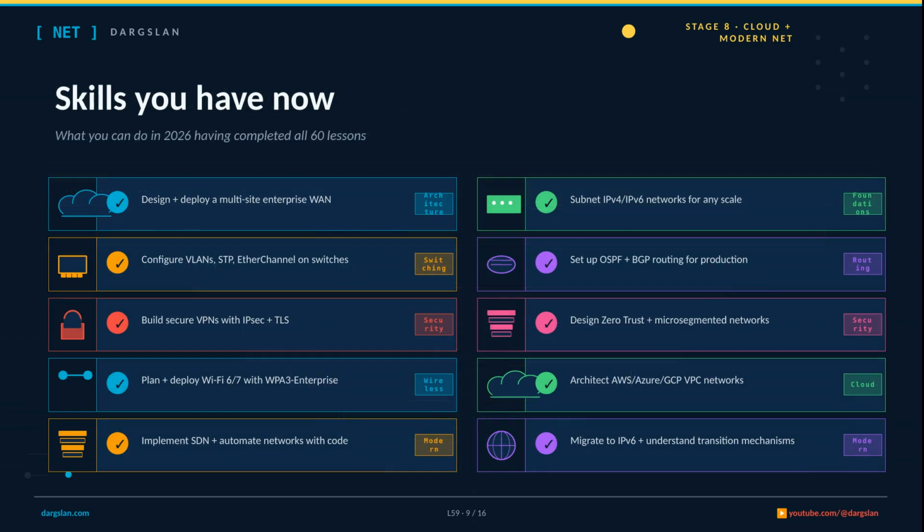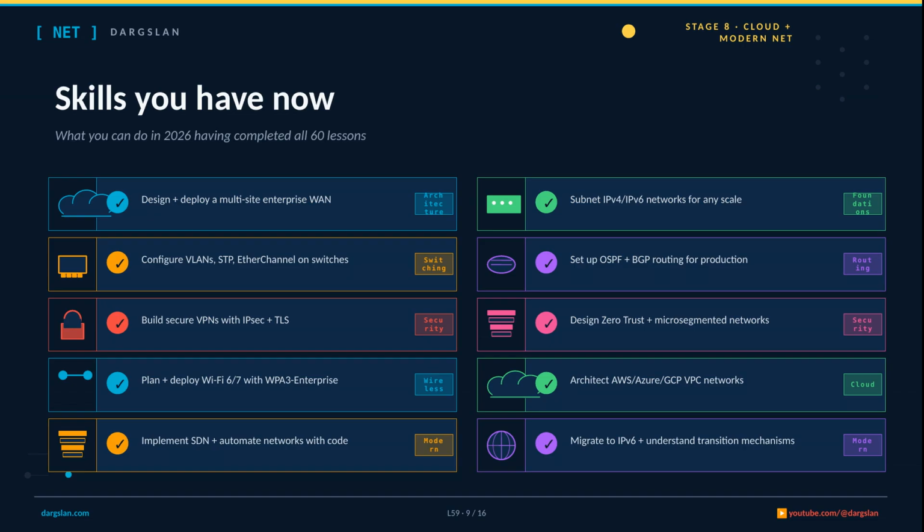And here's what that mental model translates into practically. Walking into 2026, you can design a multi-site enterprise WAN, configure VLANs, spanning tree and EtherChannel without flinching, stand up IPsec and TLS tunnels, and roll out Wi-Fi 6 or 7 with WPA3 Enterprise.